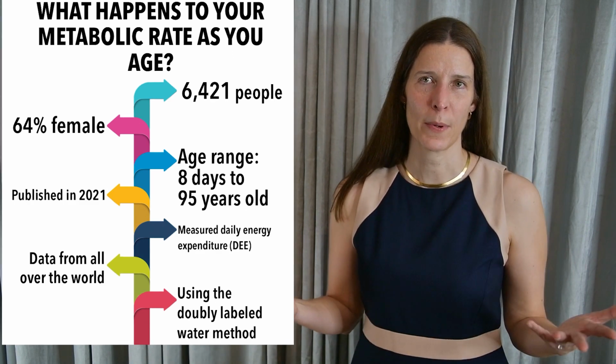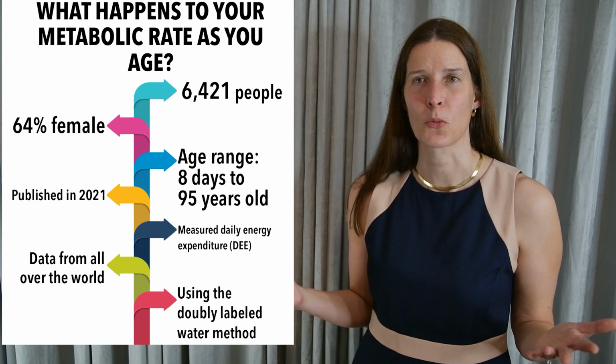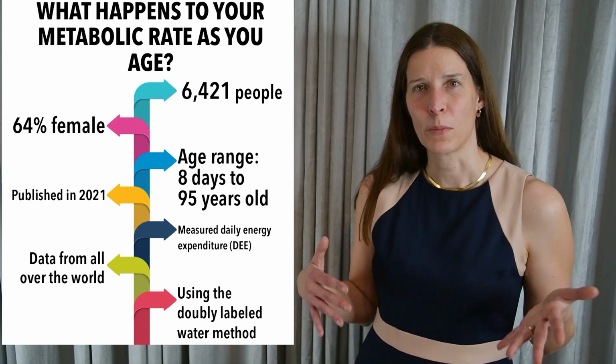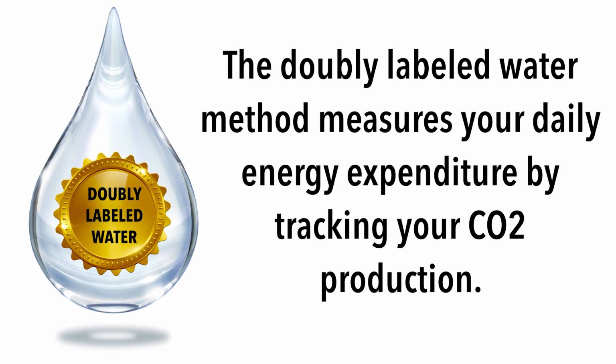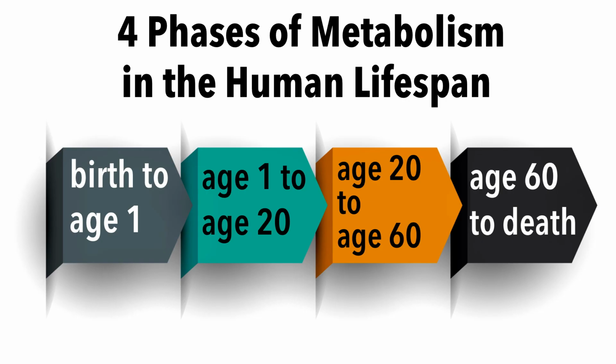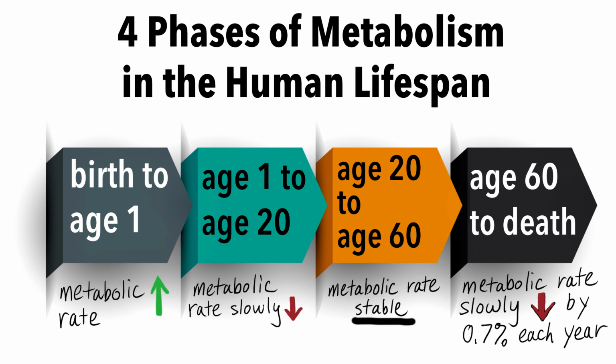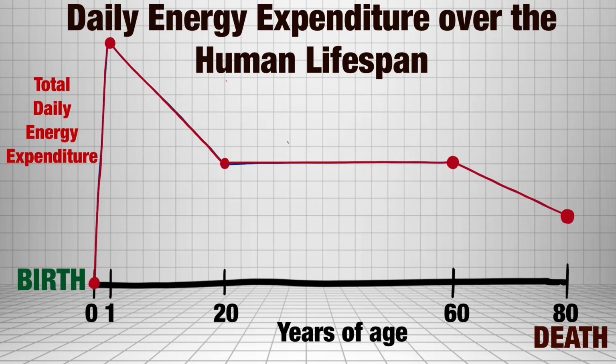The study compiled metabolic data from several labs across the world, all using doubly labeled water to measure each person's daily energy expenditure. The data revealed that there were 4 life phases of metabolism. From the time of birth to about 1 year of age, your metabolic rate increases gradually so that a 1-year-old's metabolic rate is about 50% higher than that of an adult.